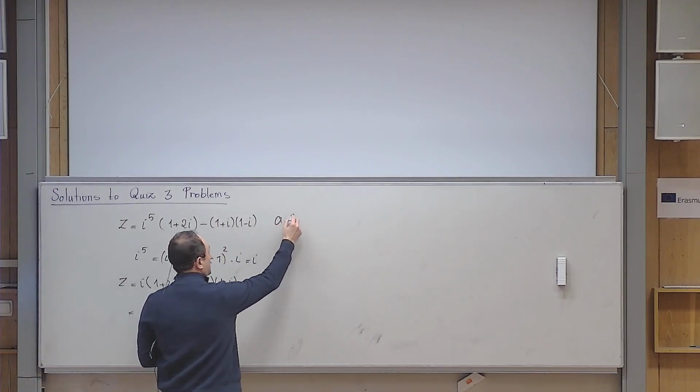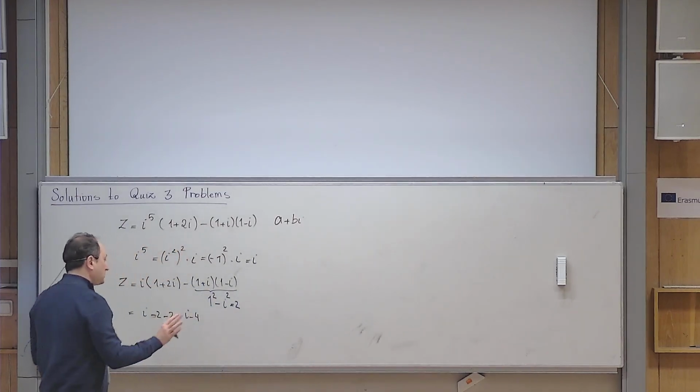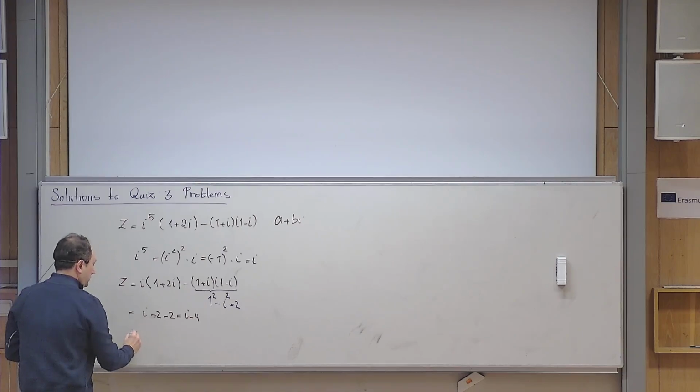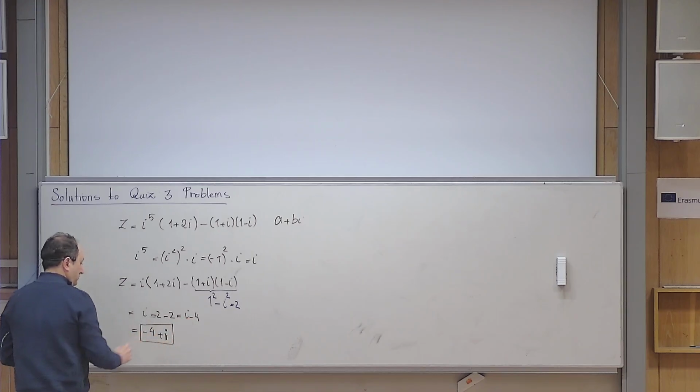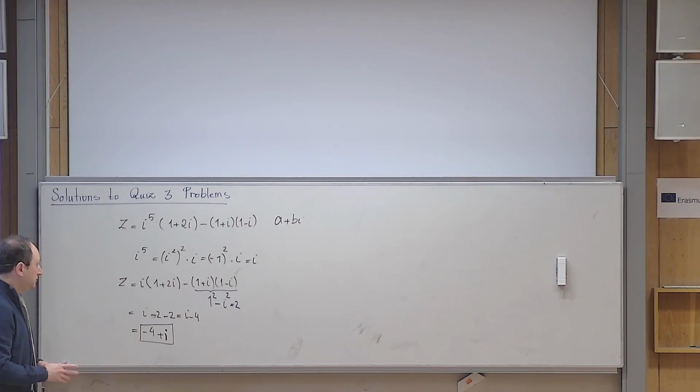But I prefer, because I have mentioned, to write it as a plus bi. I want you to write the real part first, but it doesn't matter. If I want to write the real part first, I write minus 4 first, and then plus i. Even if you have written the other form, you will get the points, but this is what I meant. Is that right? So it was a very simple problem.